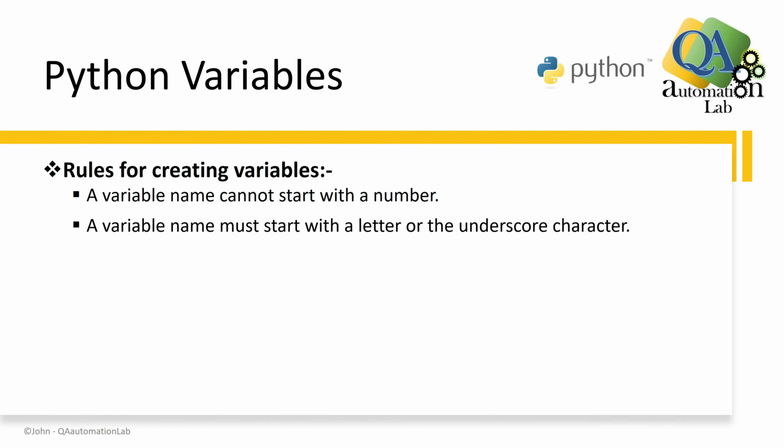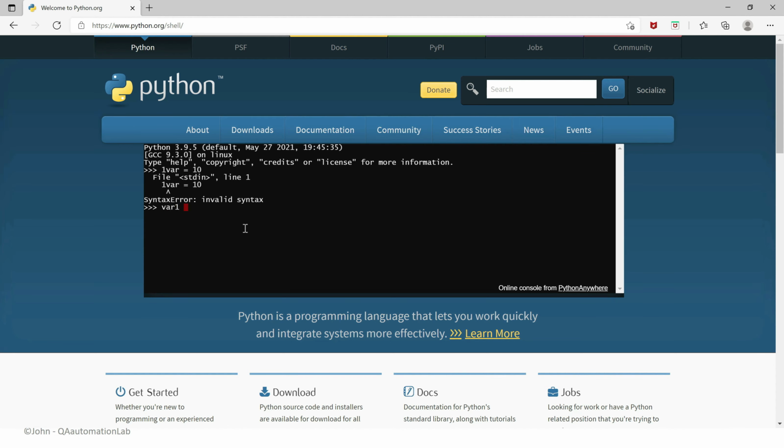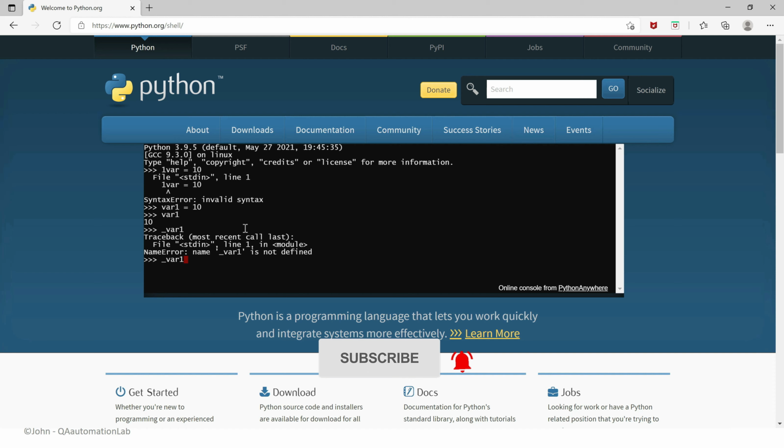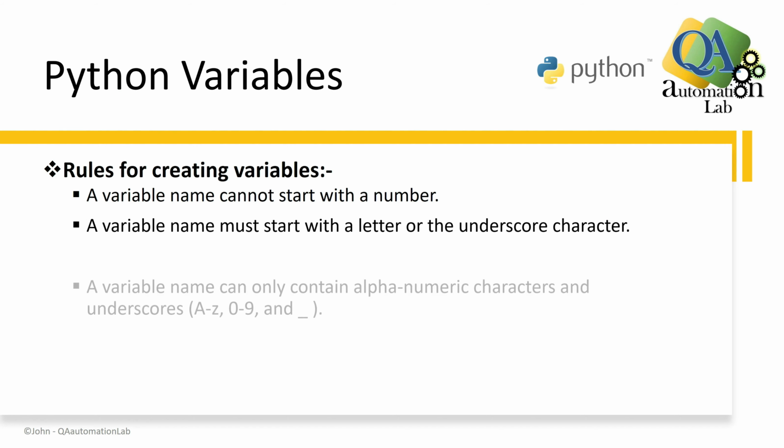The second one is a variable name must start with a letter or the underscore character. Variable 1 is equal to 10. Yes, it is accepted. Next, underscore variable 1. I need to assign a value for it. Yes, it is success. Let me call underscore variable 1. So it is giving a value.